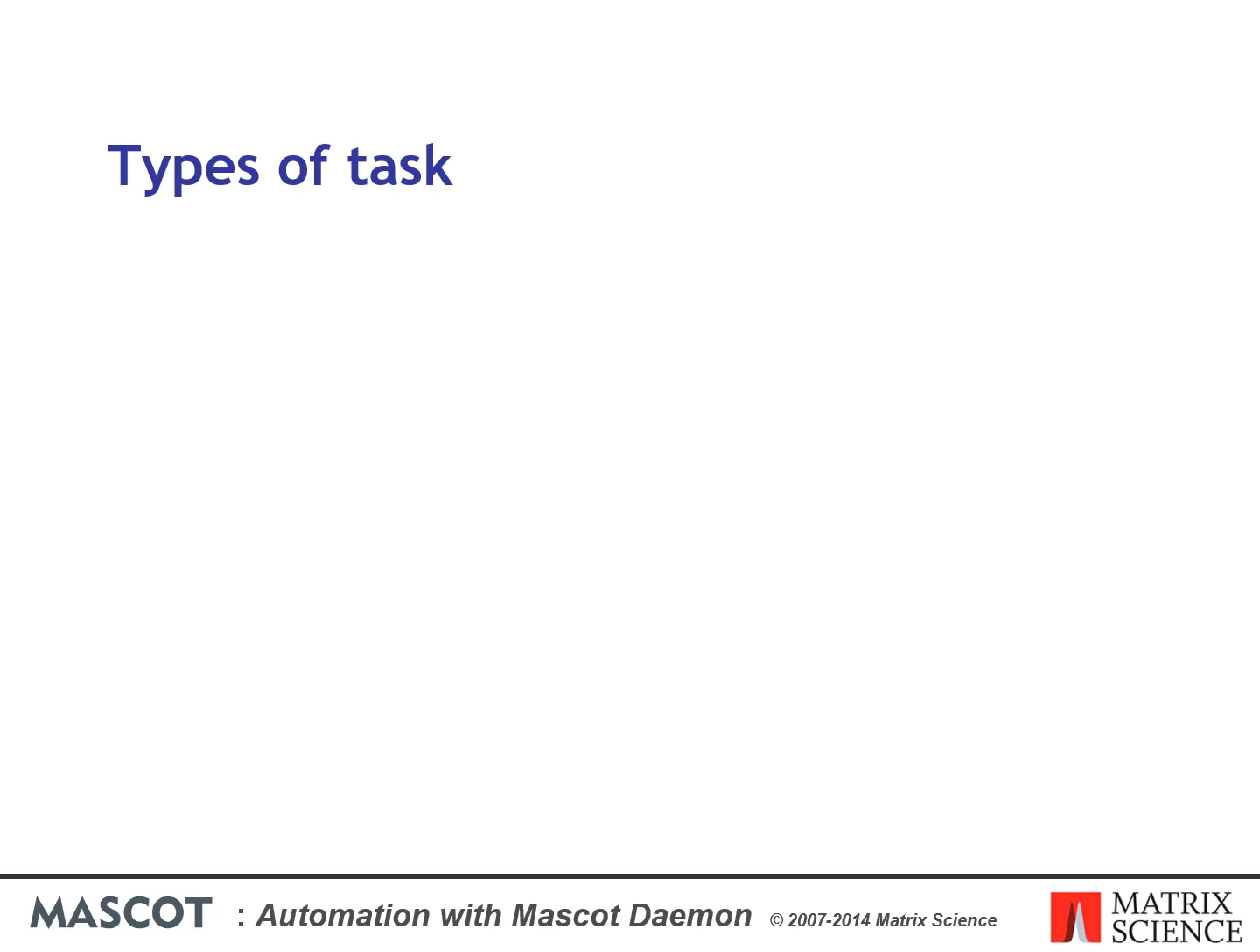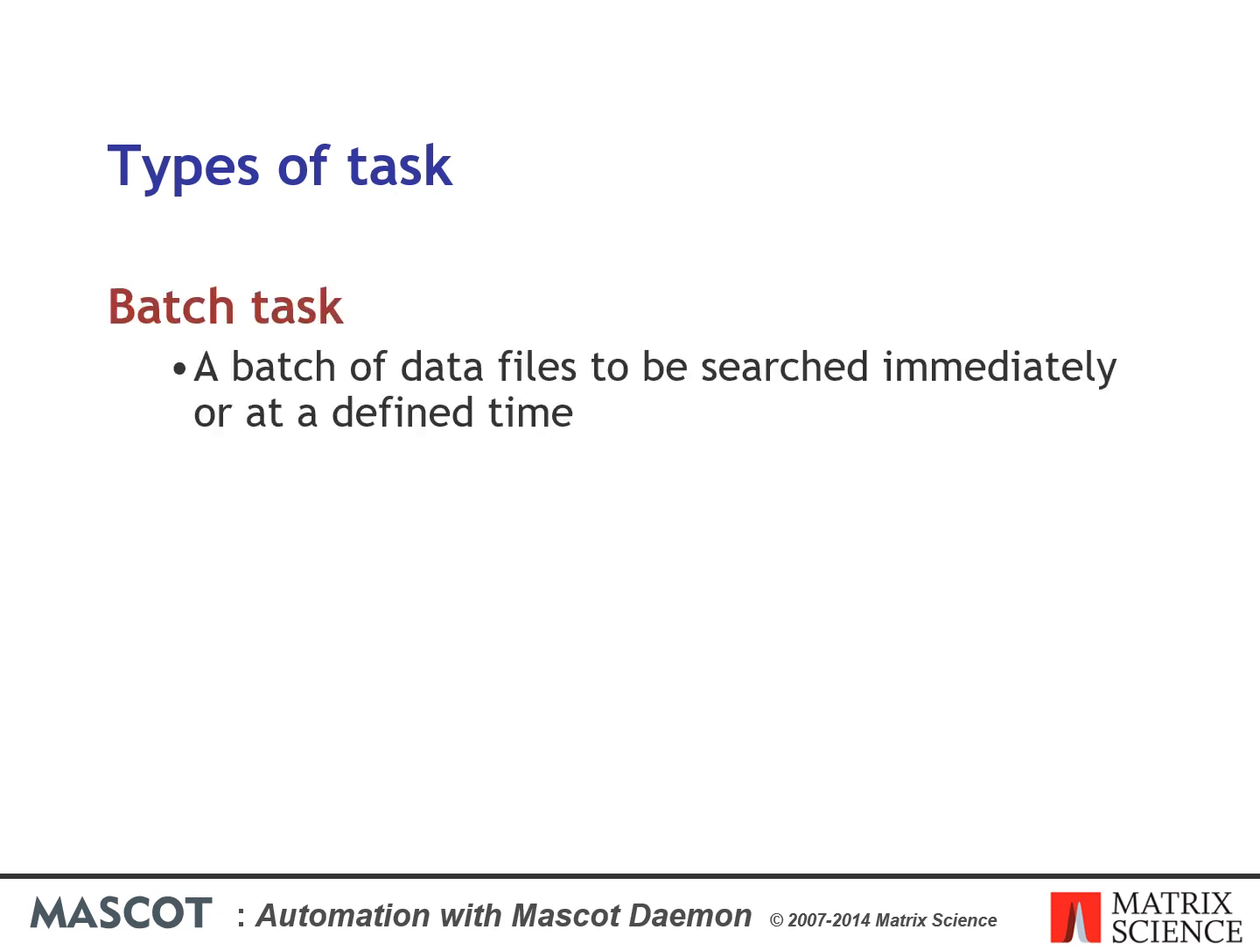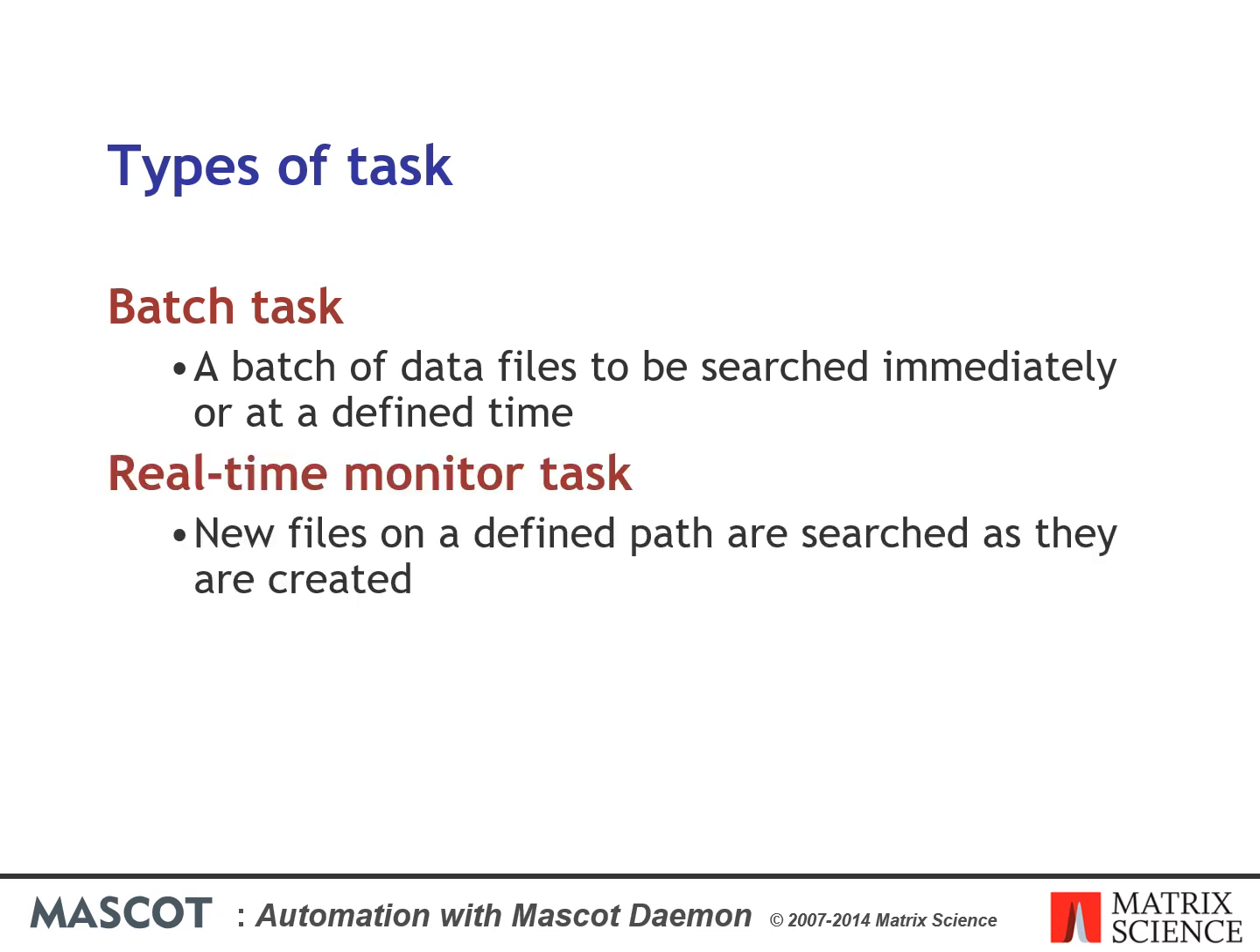Let's talk in more detail about tasks. Mascot Daemon supports 3 kinds of task. A batch task allows you to search one or more specified files immediately or at a defined date or time. A real-time monitor task is the key to real automation. You define a task using the file path for the data file, but including wildcards. Any file that matches this path is automatically picked up and searched.